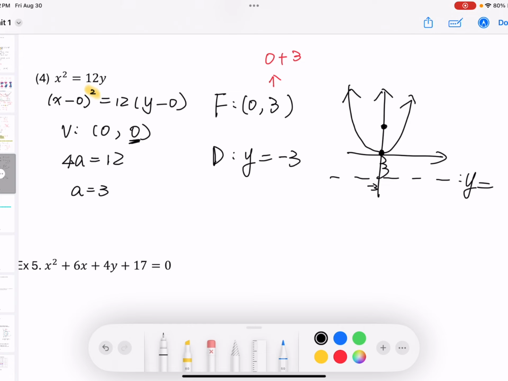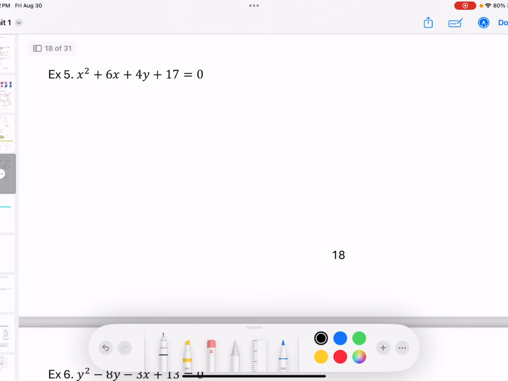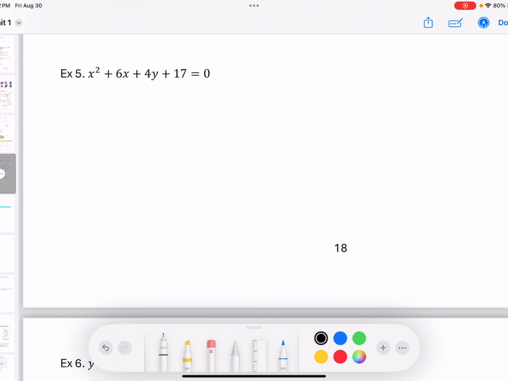Okay, let's see number 5. Where is the squared and where is the 4a? So this expression is not in the standard form. I want to convert it to be something squared is equal to 4a times something. And we need to have a perfect square here. We need to construct our own perfect square.